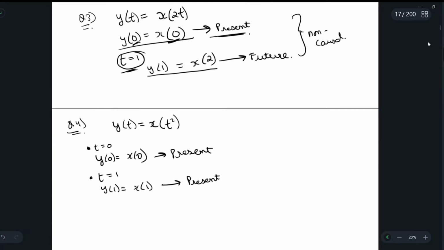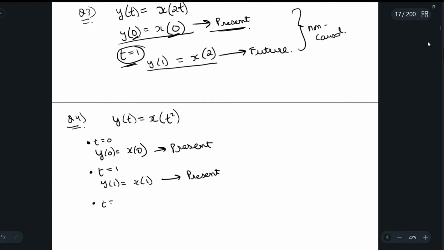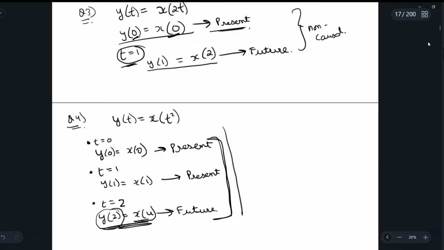So now let us move on to another part. Say we put t = 2. On doing that, you will get y(2) = x(4). Now we will see that this is the future. That is, your output y(2) is dependent on the future value of the input, that is x(4). Now we have got our answer by these three cases also, but I will tell you another one. Suppose I put t = -2. On doing so, you will get y(-2) = x((-2)^2), and on doing so you will get x(4).